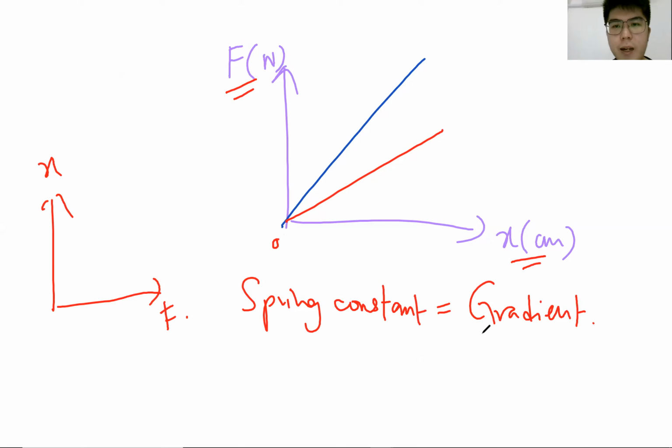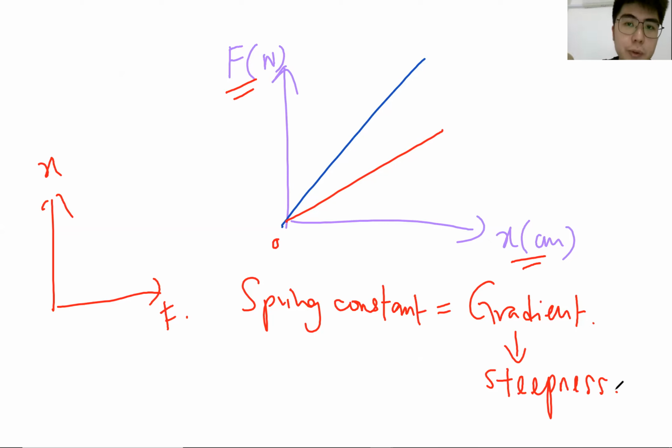So which one has higher gradient? The blue one or the red one? Gradient is same as steepness. How steep it is, okay? Steepness. The steeper it is, the higher the gradient. So if you look at the graph, of course, obvious, you can tell straight away. The blue one is steeper. So the blue spring will have a higher spring constant.